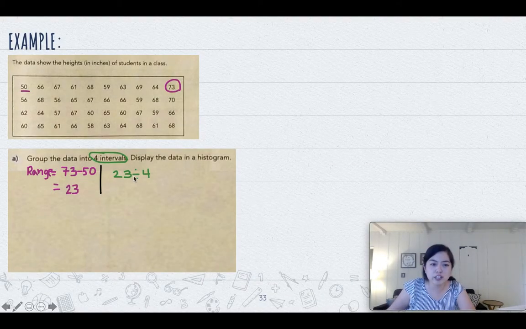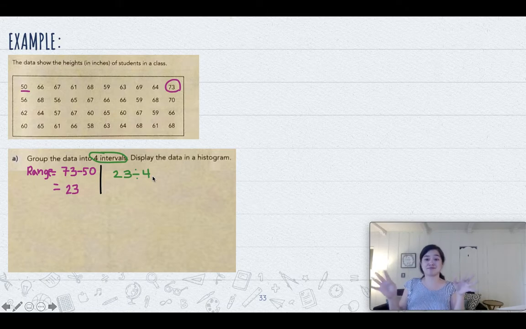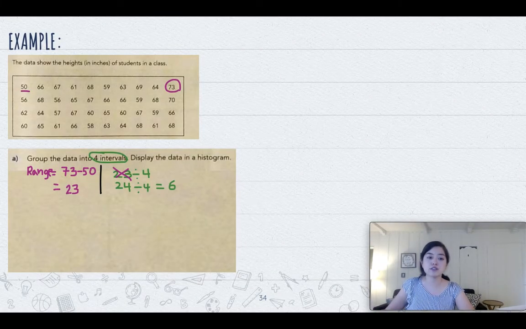So can I do 23 divided by 4 and get a whole number? No, I'm going to get a decimal, right? So instead of 23 divided by 4, let's round up. If we round up to 24, 24 divided by 4 is 6. So each interval will be 6 inches long, and there's going to be 4 intervals.